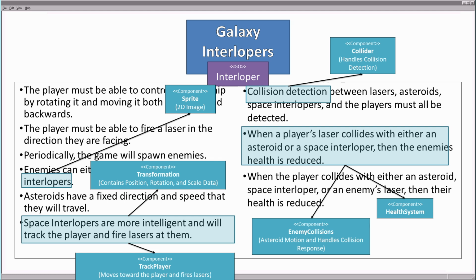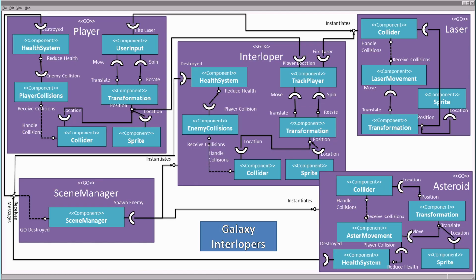Now we do the same for the space interloper. This is slightly more advanced than the asteroid, but it still shares many of the same components. It is interesting to note that the track player component is used in the same way as user input. This is also where more sophisticated AI could be integrated into the enemies. Now putting them all together, we can see the design for the game. We can see all of the game objects along with their components and how they are interconnected. This nearly feels like the entire design, except it seems to be missing a couple of features.